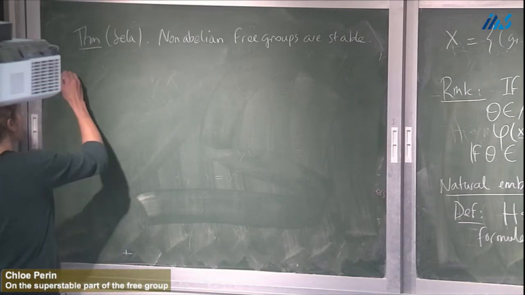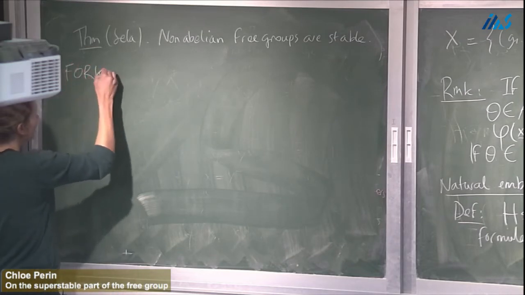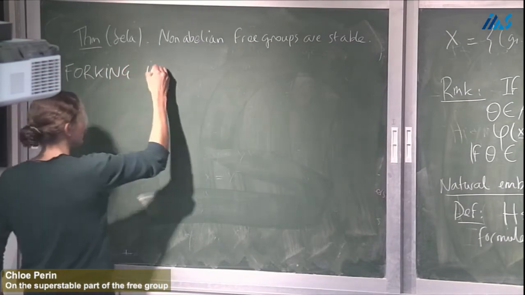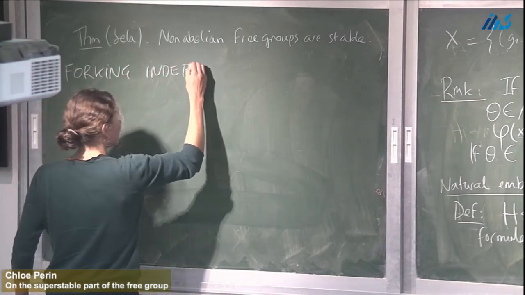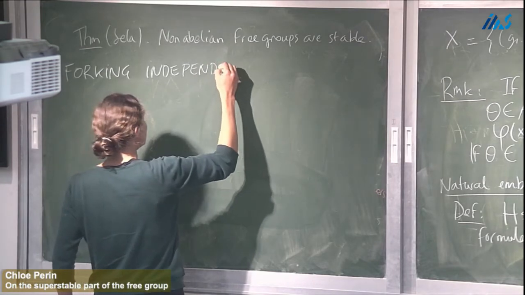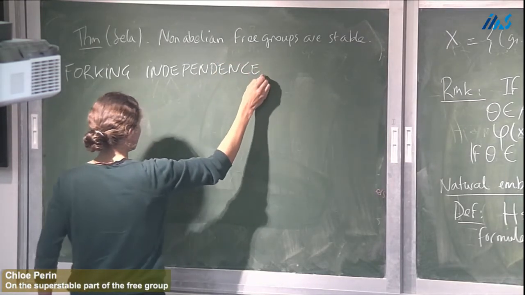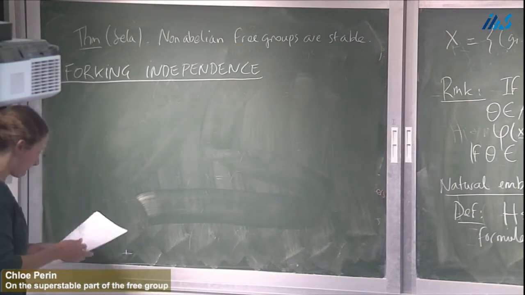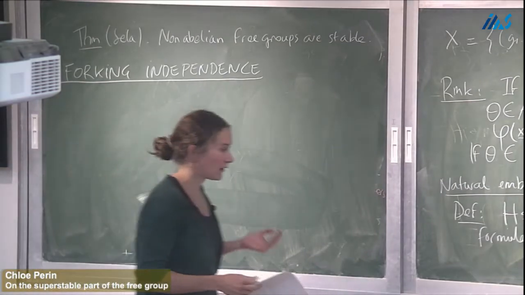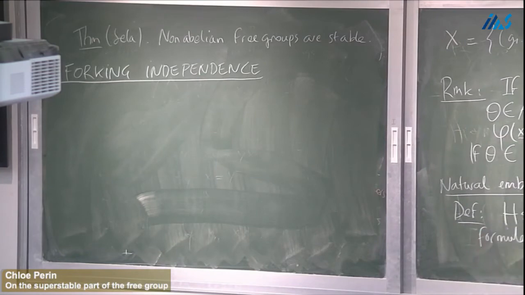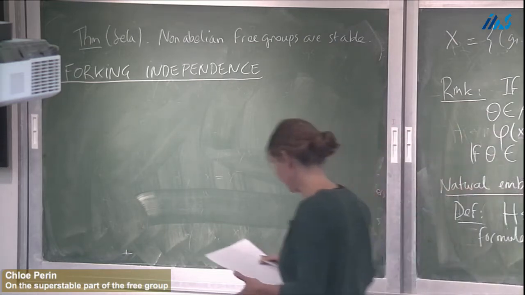Okay, so let me now talk about this notion of independence. It's called forking independence. Okay, so let me first start with a remark that you have a group, you have a definable set. If you fix yourself a set of parameters, you have a certain collection of definable sets. But if you allow yourself to use more parameters, then you refine your structure. You get more and more definable sets.